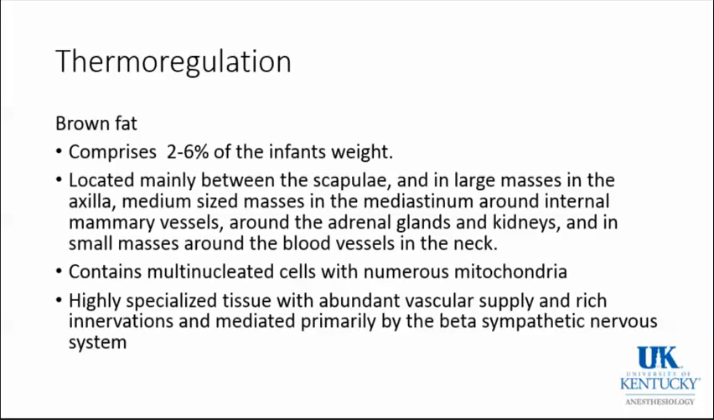What's brown fat? It's about 2 to 6% of the body weight of the infants, and mainly located between the scapula and in the axilla. It's a highly specialized tissue. It contains multinucleated cells. It has numerous mitochondria and also abundant vascular supply and is densely innervated, especially by the beta sympathetic nervous system.